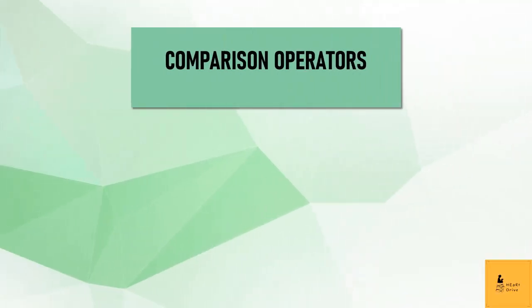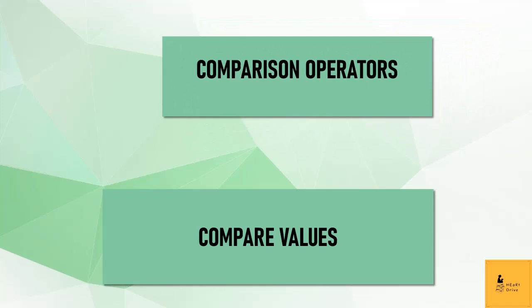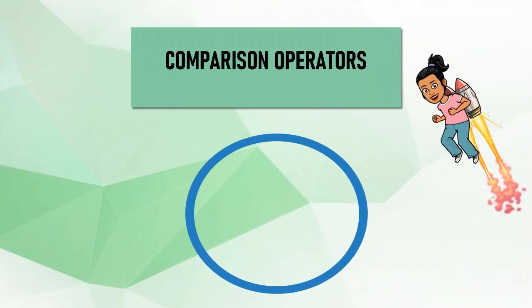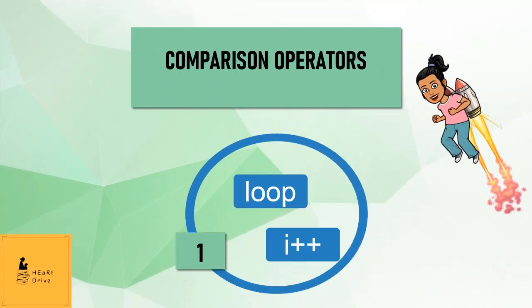Comparison operators. Comparison operators are used to compare two values. These are the commonly used comparison operators. Increment and decrement operator. These operators are used to increase or decrease the variable's value step by step in a loop.